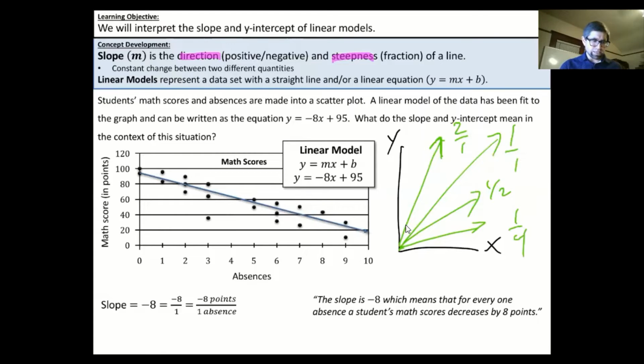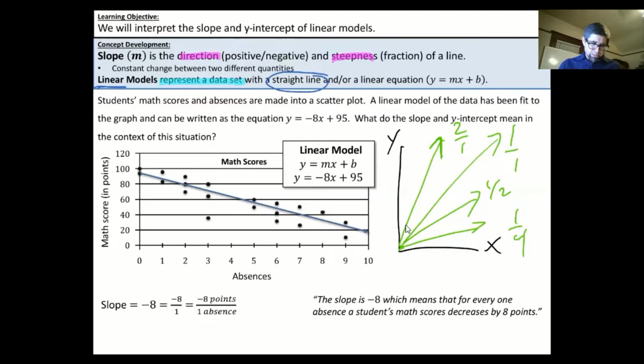So here we can see that a linear model represents a data set. It's supposed to take the place of a data set. And we do linear models with a straight line. That's what this word linear means and what it represents. Linear meaning straight, a straight line. So let's look at this example and see where the slope, the steepness and direction of this line, and what it tells us and how it represents this data set or what the situation is talking about.